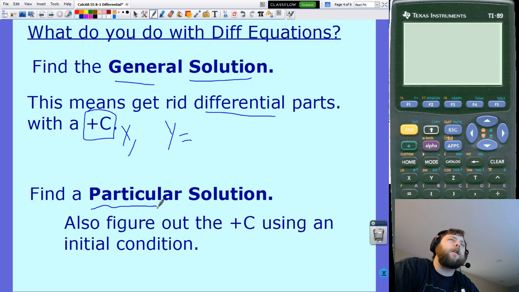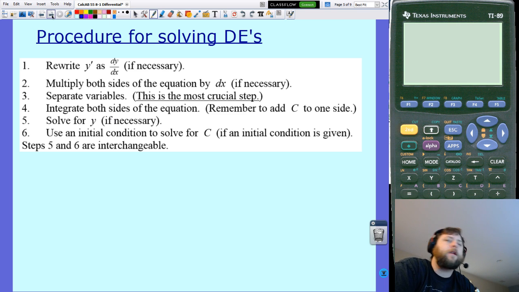Now, you might also want to find the particular solution. All you have to do for a particular solution is figure out what that plus c is, and they usually give you some kind of initial condition. So the thing we're going to practice today is taking a differential equation and figuring out a general solution or a particular solution. But how do we do that?